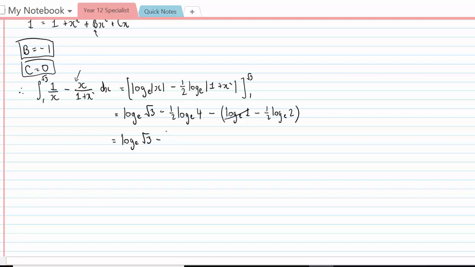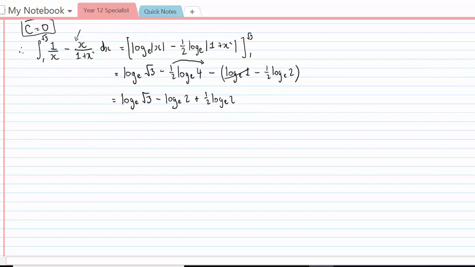Now half log e of 4, we can move this half to the power here, and so 4 to the power of half is just 2, because it's the square root of 4. So I'm just going to express this as log e of 2, and then I've got plus half log e of 2. And negative log e of 2 plus half log e of 2 is just going to be negative half log e of 2. So log e of root 3 minus half log e of 2. And again, we can move that coefficient there up to the power. 2 to the power of half is square root 2. So we've got log e of root 3 minus log e of root 2.